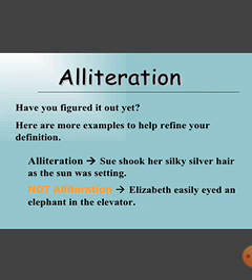Let's look at this now. Sue shook her silky silver hair as the sun was setting. Elizabeth easily eyed an elephant in the elevator. If you look at the other one, Elizabeth easily eyed now, you discover that a particular sound is also being repeated, but this time around it is not alliteration, because alliteration has to do with repetition of consonant sounds. When you're talking about repetition of a vowel sound, that's an assonance, not alliteration.